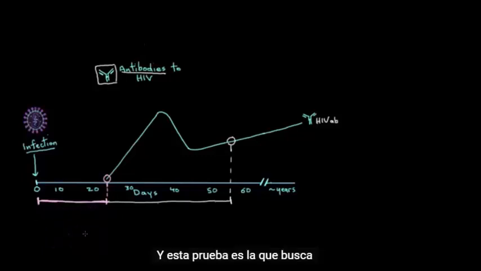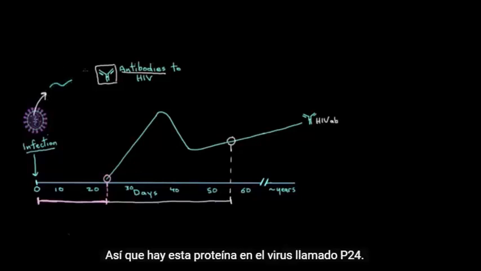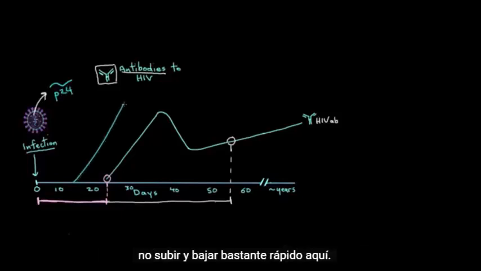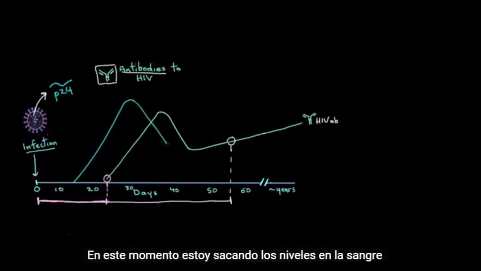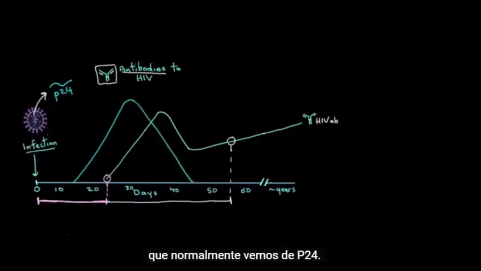And this test is one that looks for an HIV-specific protein called P24. So there's this protein inside the virus called P24, and you can see its concentrations do rise and fall fairly quickly here. Right now I'm drawing out the blood levels that we typically see of P24.